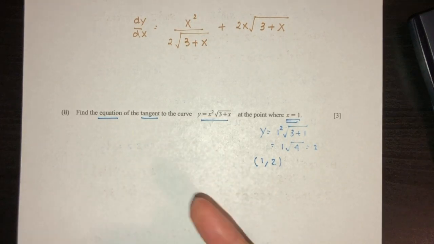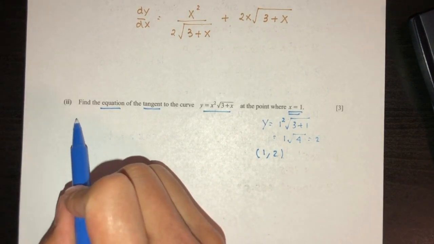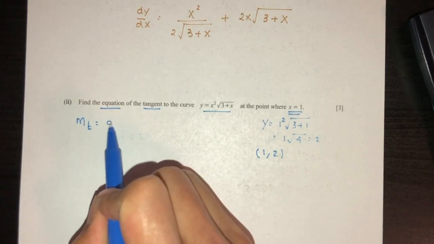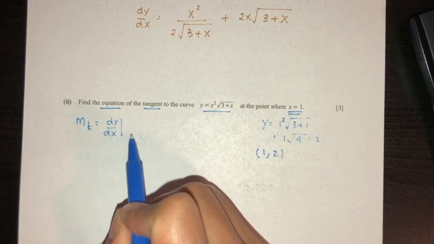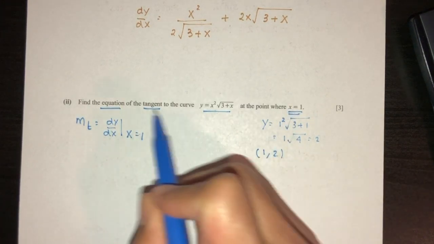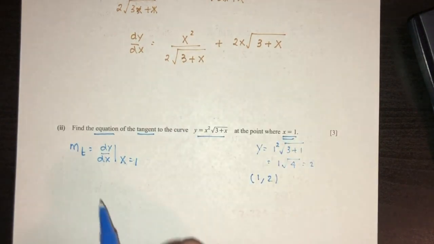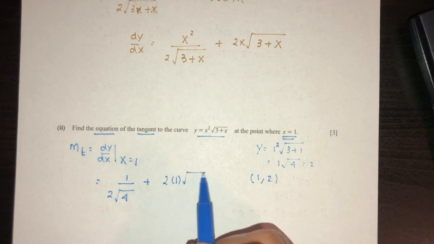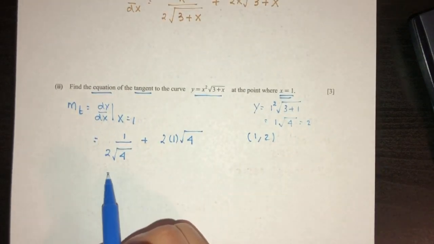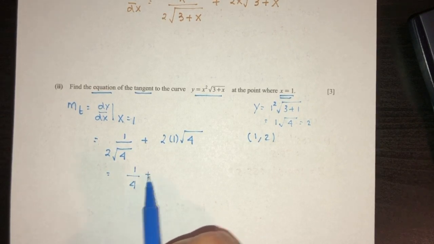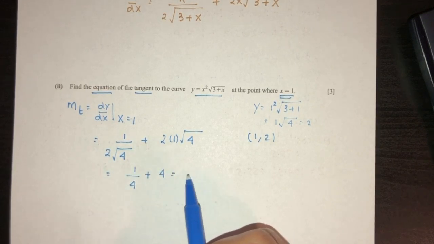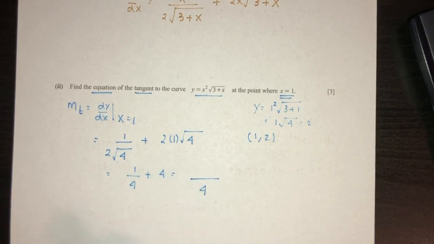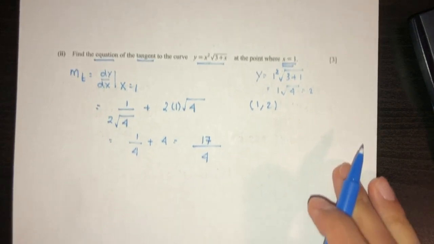So first, before you find the equation of a straight line, you have to first find the gradient of the tangent. So the gradient of the tangent is equal to dy by dx at the value of x equal to 1. So replace back in your equation here. That will be equal to 1 over 2 root of 4 plus 2 times 1 is 2. That will be 4. So you will have 1 over 4 plus 4. If you want to make everything become 4, you will have 17 over 4. That is your gradient of the tangent.